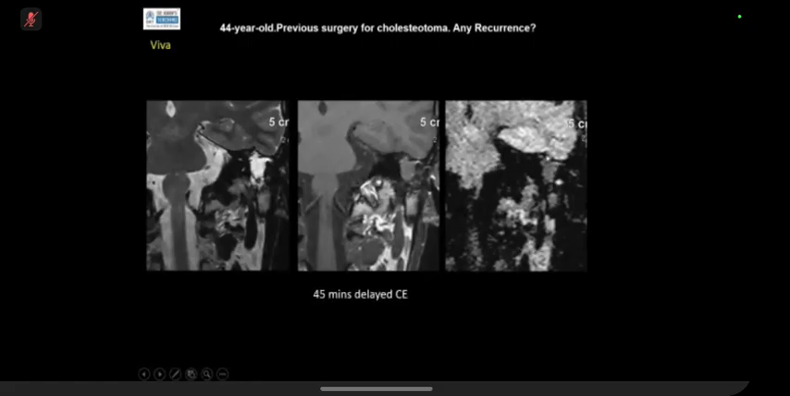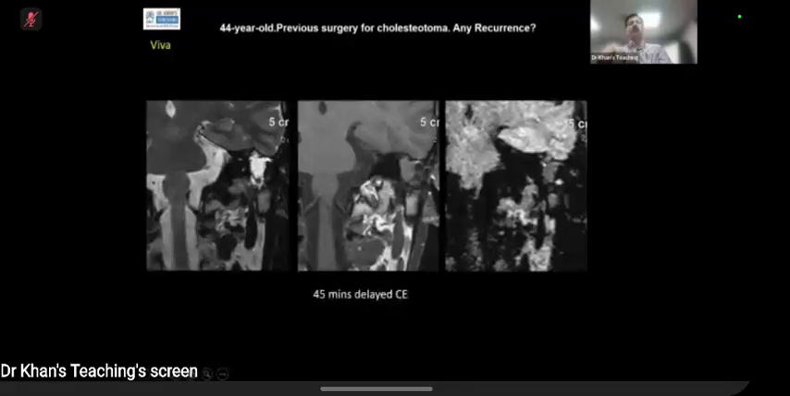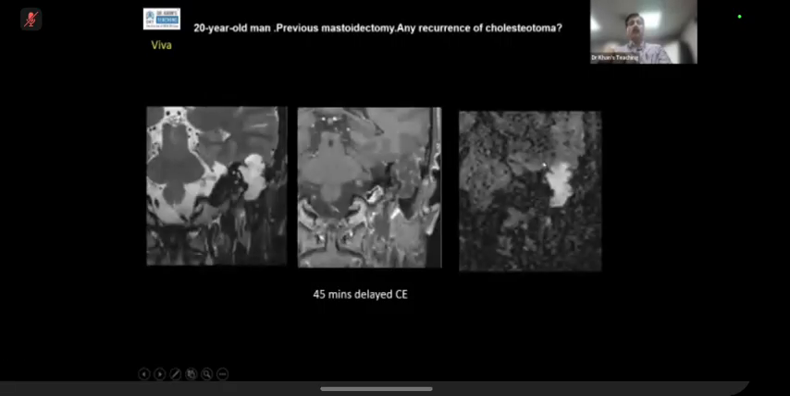But the main clinically important finding you have picked up very well. The clinically important finding was: is there a cholesteatoma or not? Please remember, if there is a cholesteatoma, they will go in and remove it because it will cause more and more destruction. This is an interesting one.